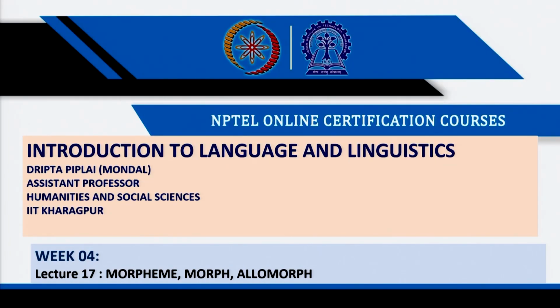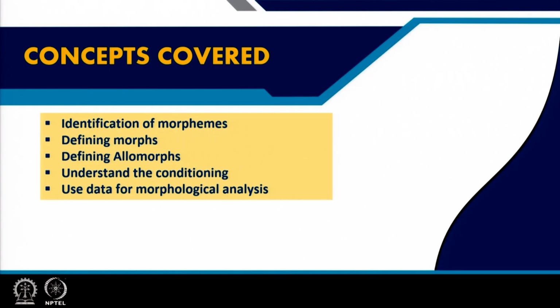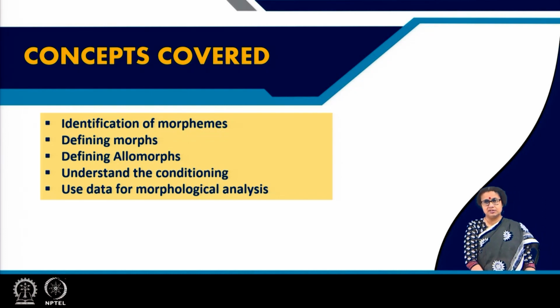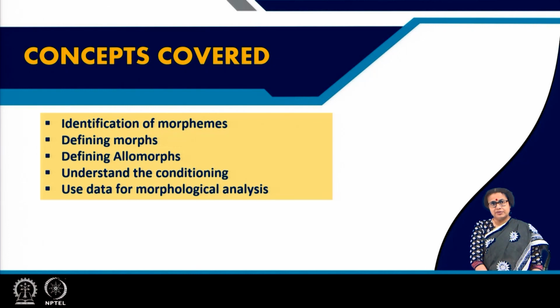The topic of today's lecture is morpheme, morph and allomorph. So, we have started talking about morphology since the last class. In today's class, we will be talking about identification of morphemes, how to define morph. This is a new term which is coming in apart from morpheme. We will also talk about defining allomorph, another new term. Then we will talk about the concept of conditioning and how this is important in the domain of morphology, and we will talk about the use of data for conducting morphological analysis.